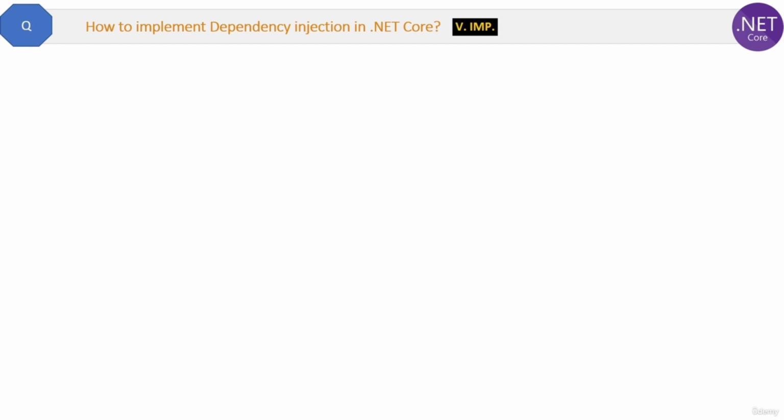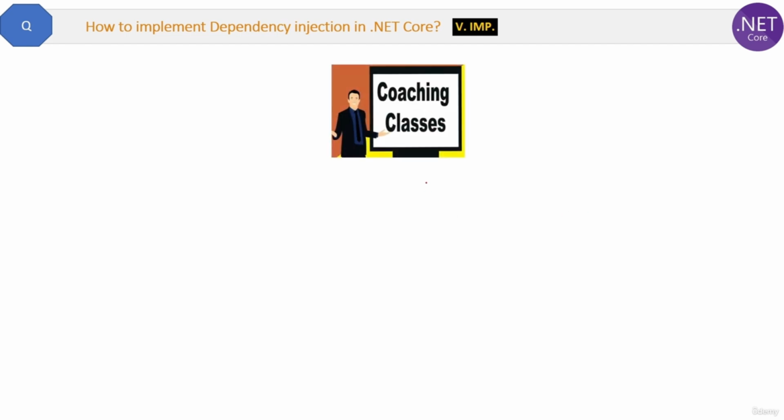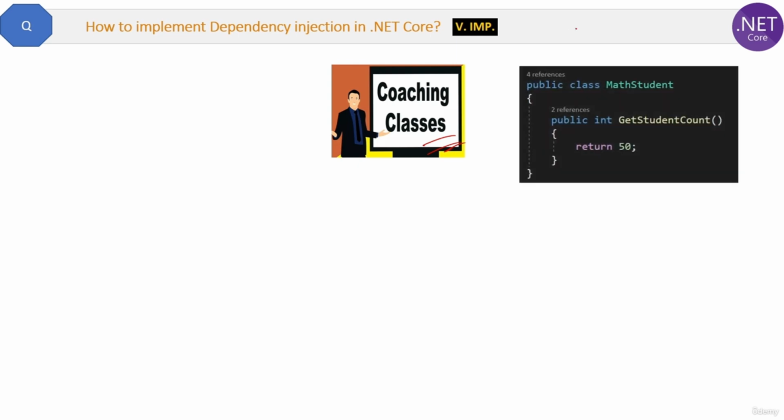Okay, suppose you are working on a project for an institution which provides coaching classes. Right now they are focusing only on maths classes. They now want you to create an application for managing maths class students. As a developer, you will create a math student class like this. This math student class will have a method, get student count, which will return the number of maths students. Right now, just for simplicity, I hard coded it as 50.